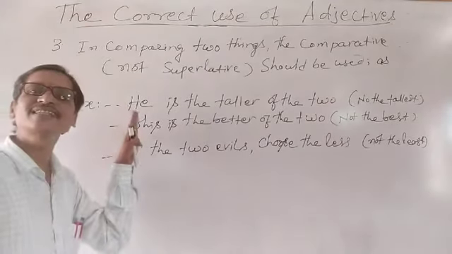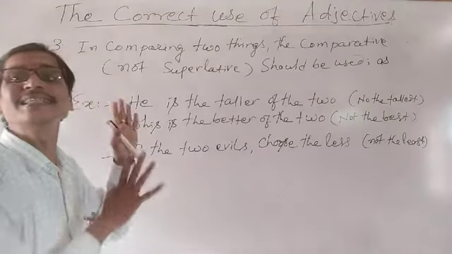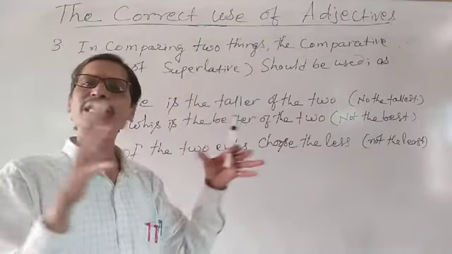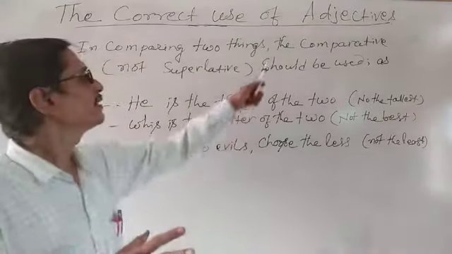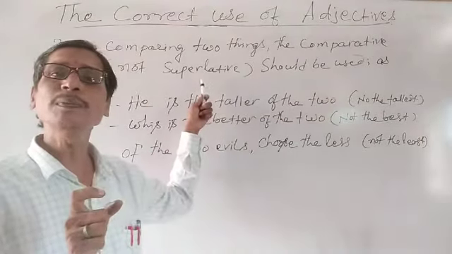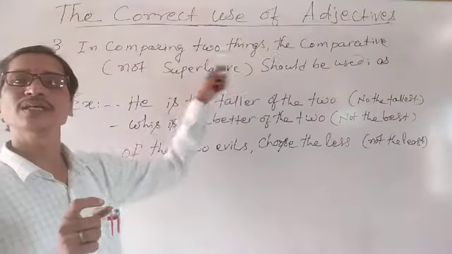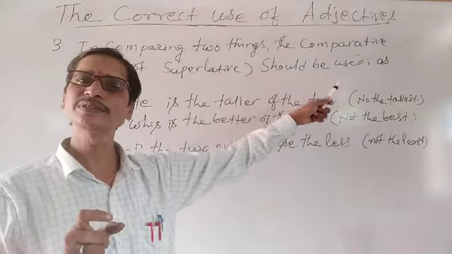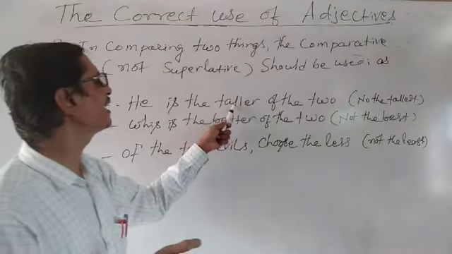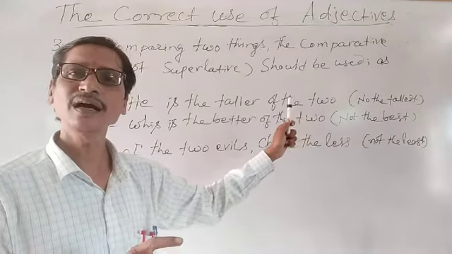Here you see the third instruction for using adjectives correctly. What is this? Let's understand. When we are comparing two things, the comparatives should be used. We should not use the superlatives. In comparing two things, the comparatives, not the superlatives, should be used. Here you see the examples. He is the taller of the two. We cannot use "the tallest of the two".